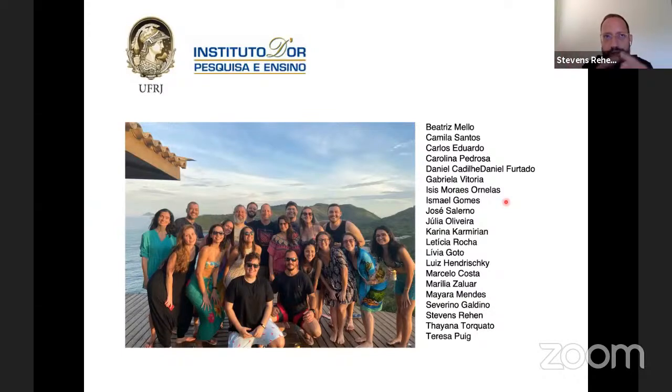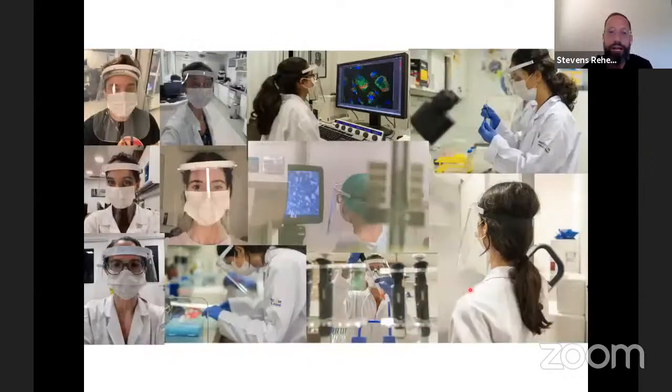I'd like to be a little bit shorter because of the time, because probably you are Zoom tired. So this is a picture of my team before, of course, the pandemic. I really would like to thank all of them, especially in the last paper that I showed you, Carolina Pedrosa and Leticia Rocha, who are heading this project in the lab. After the pandemic, we are back on track. We're working with social distance, with all of this protection, testing and everything.